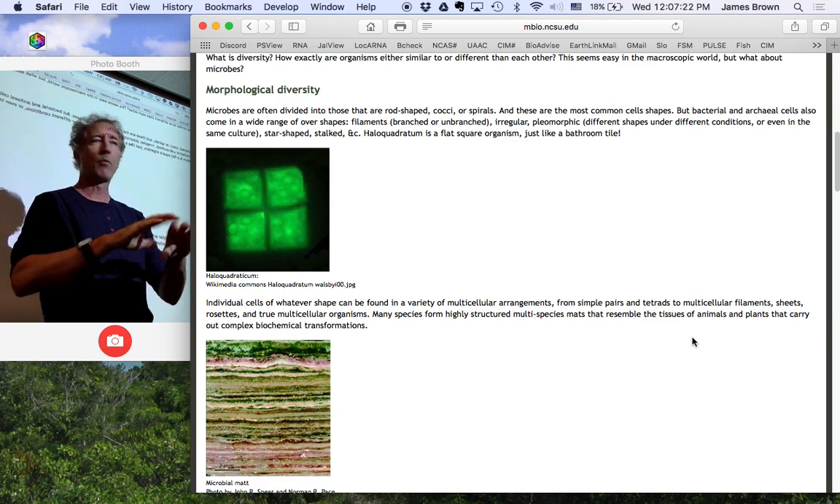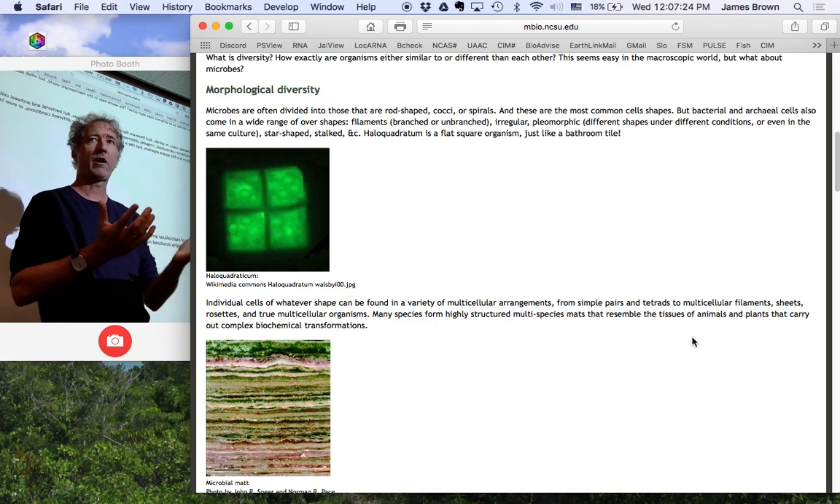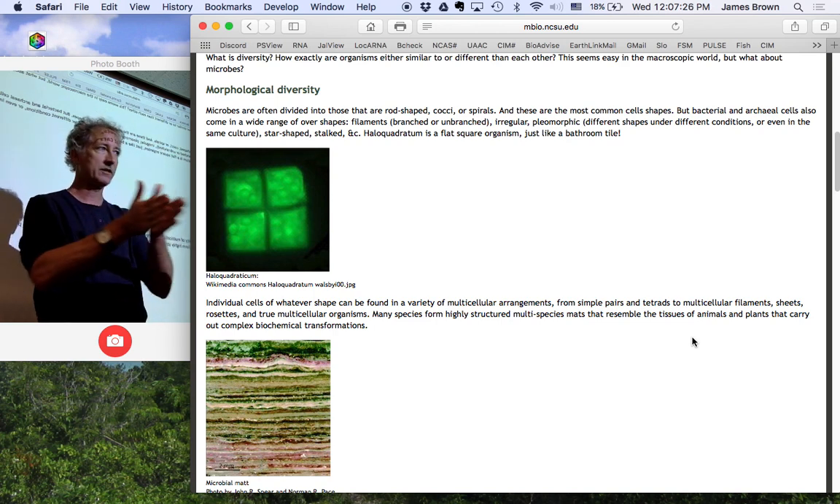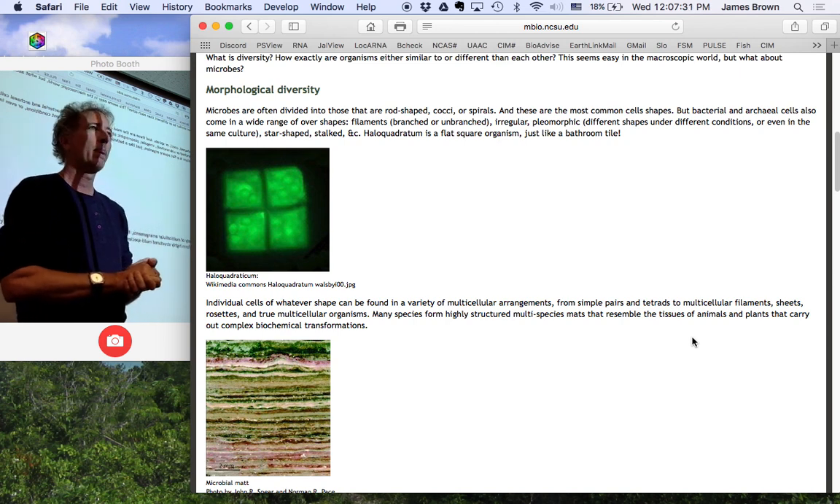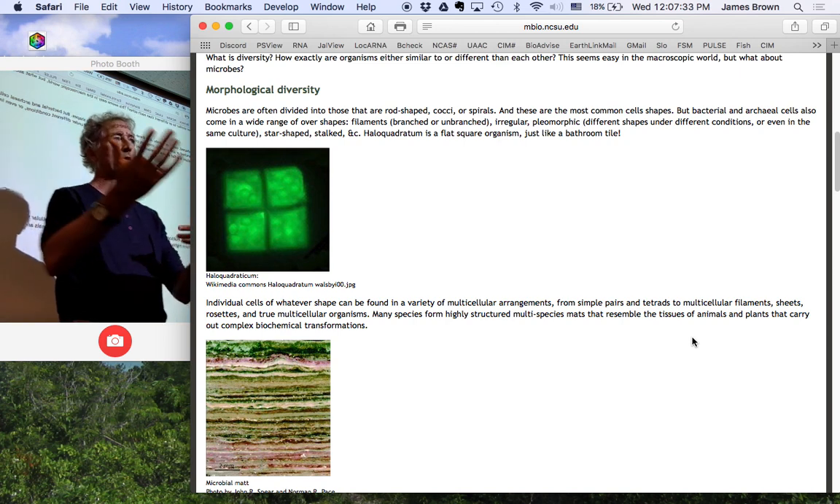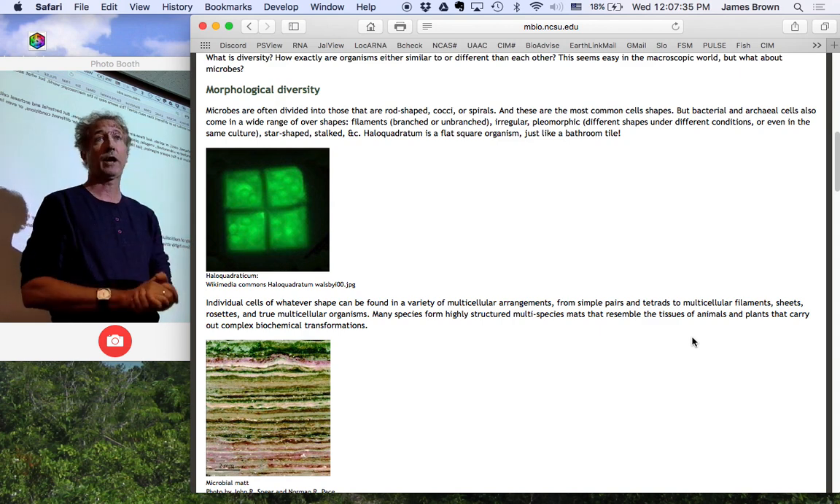Cocci are easy, they're more or less spherical. Rods are cocci where there's a plane and a cylinder in between the two ends, right? Usually. If you look at a microscope slide of bacteria, a lot of them are those shapes, but a lot of them are other shapes as well. And the diversity is probably way beyond what you think of.